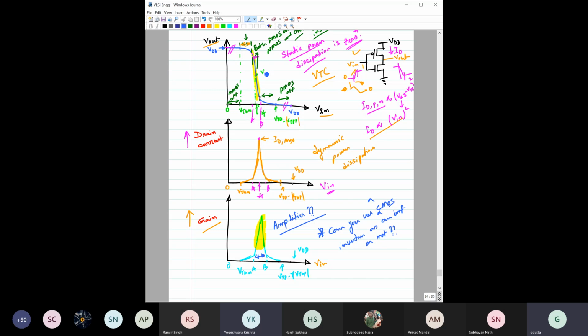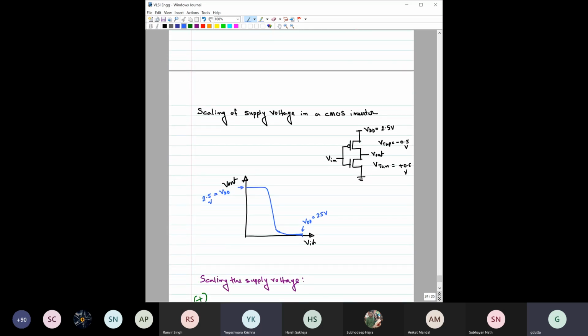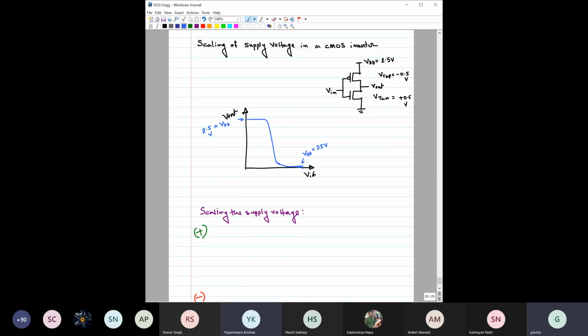Just to give a thought for the next class, tomorrow we are going to start from here, that is the scaling of supply voltage. For example, here this is a CMOS inverter where VDD is 2.5 volt. Suppose the threshold voltage of this PMOS is minus 0.5 and this one is plus 0.5. What will happen if you now reduce it from 2.5 to 1.5 volt? We have to see that. What will happen if you make it 1 volt?